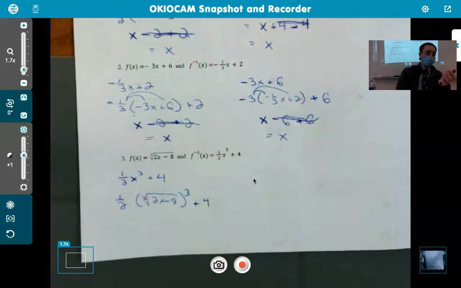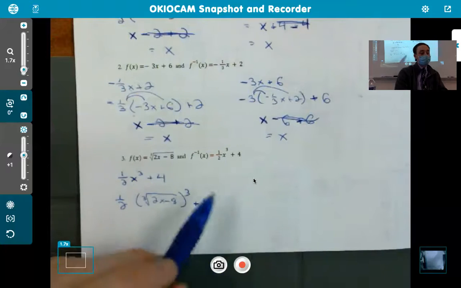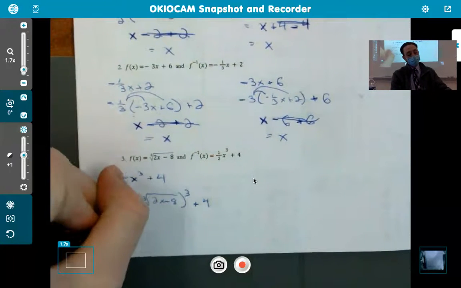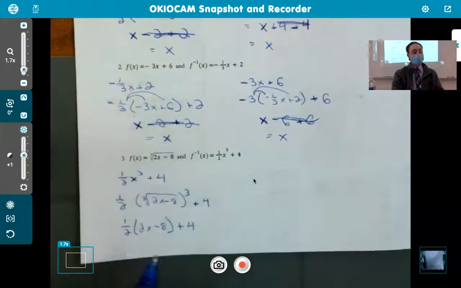All right, so then Jake, what's gonna happen here when I cube something that I'm taking the cubed root of? It cancels out, right? And what would be left over? 2x minus 8, but this is all still inside my parentheses.